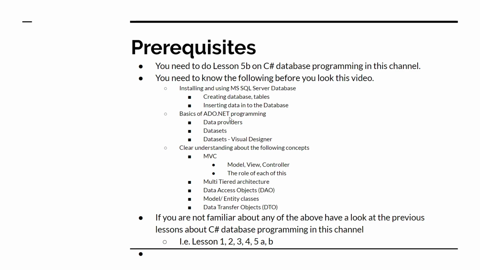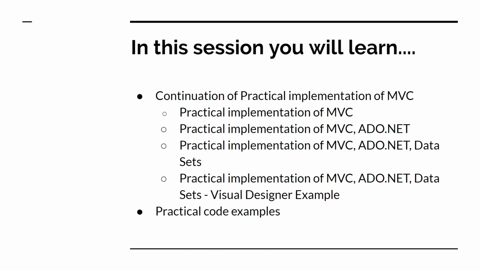Prerequisites are very important. You need to do at least lesson 5B. You need to know definitely what is mentioned here. So that's what I said: you have to look at lesson 5B, which covers 5A and 5B. If you don't know the second bullet point or the third bullet point, if you're not familiar with any of the above, once again you have to look at the database programming lessons 1 up to 5B. Make sure you do that.